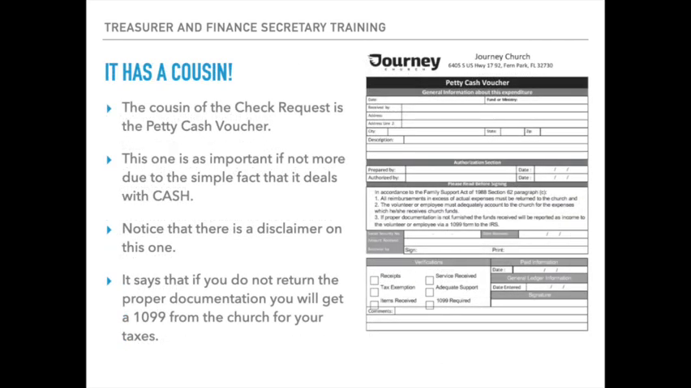It has a cousin. The cousin of the check request is the petty cash voucher. This one is as important, if not more, due to the simple fact that it deals with cash. Notice that there's a disclaimer on this one. It says that if you do not return proper documentation, you will get a 1099 from the church for your taxes. Because if we give you money, it has to be reported to the IRS if you are benefiting from it. The way to avoid this is to please bring a receipt for the expense of petty cash.